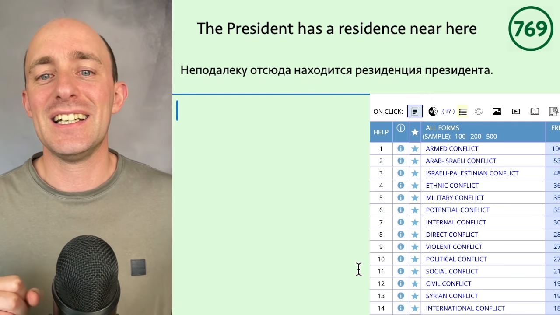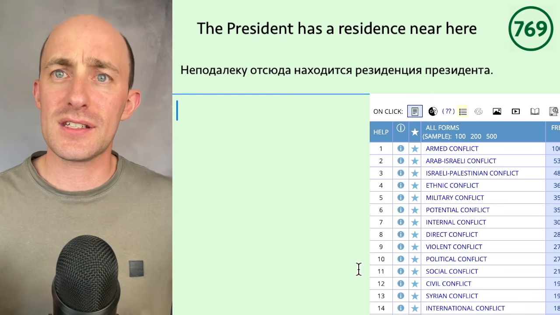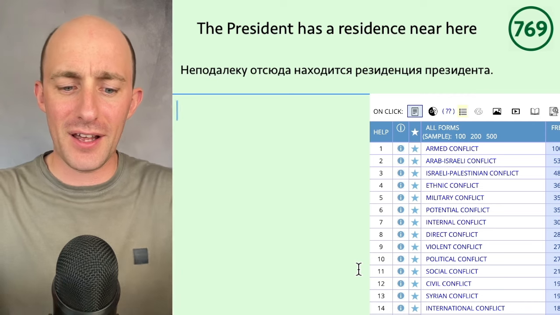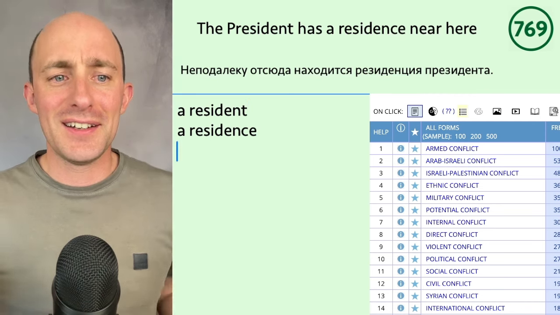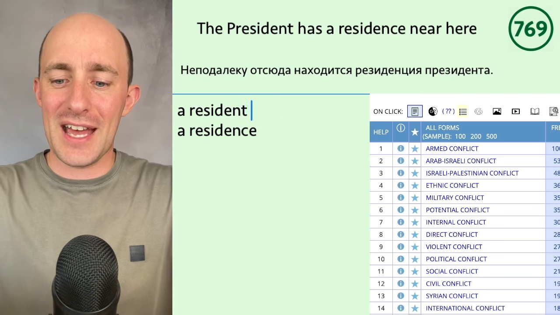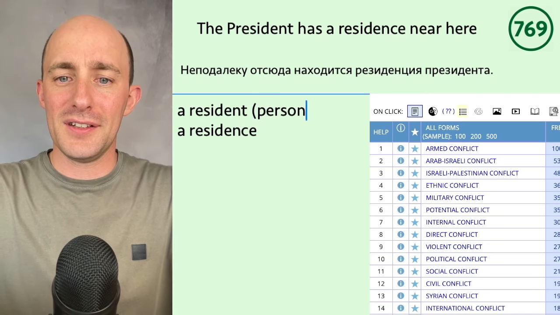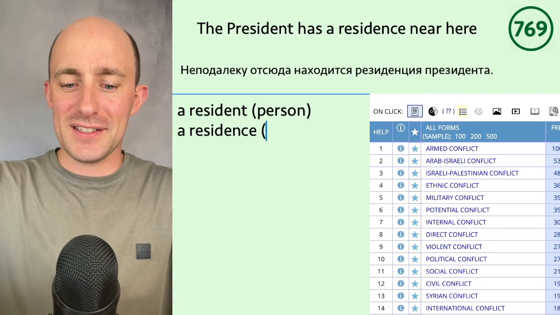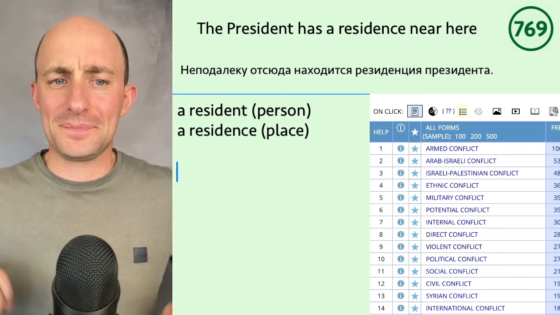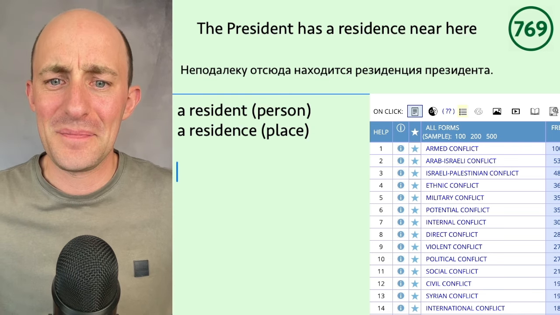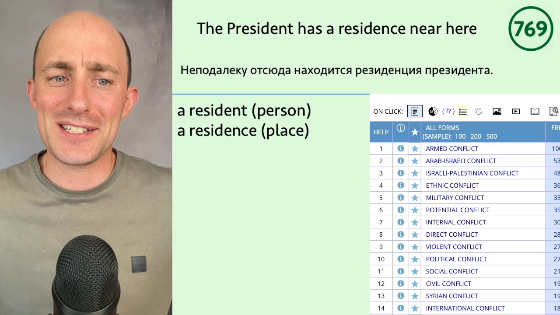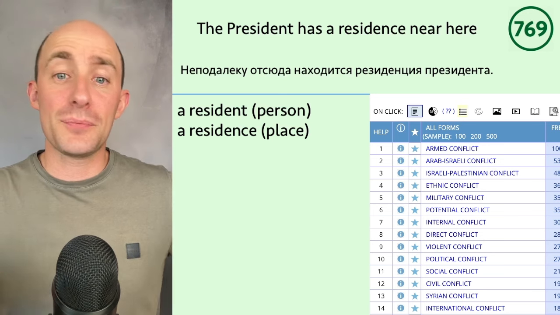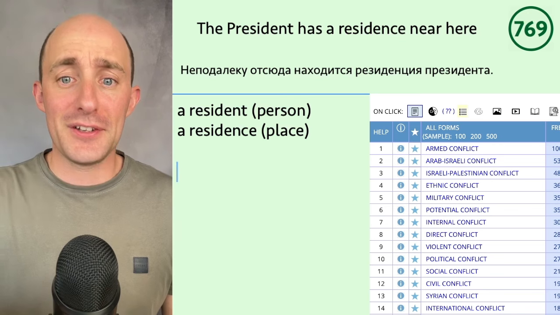Residence. But of course, resident and residence do sound very similar. A resident and a residence, they sound almost the same. So that's the person and that's the place. And they sound very similar. Resident, residence. Resident, residence. Yeah. I'm not surprised that my computer can't tell the difference.